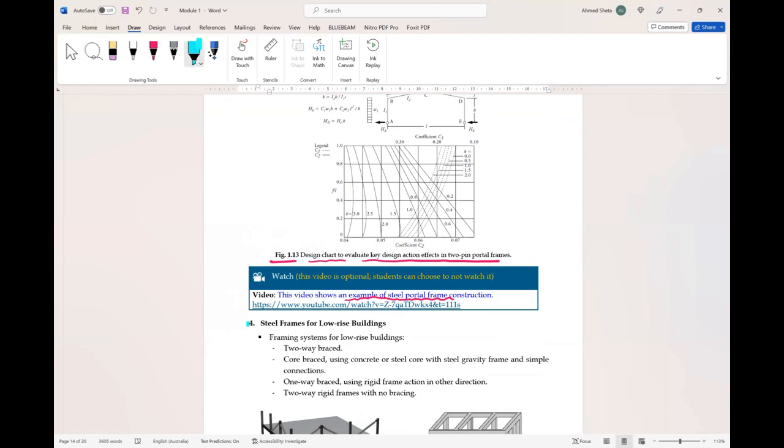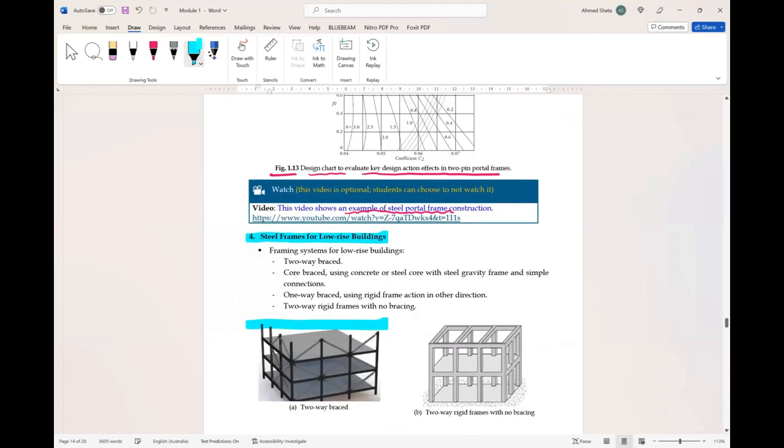The next point we have is steel frame for low-rise building. The framing systems for low-rise building are two-way braced or core braced using concrete or steel core with steel gravity frame and simple connection. Also, we have one-way braced using rigid frame action in the other direction, or two-way rigid frame with no bracing. So these are the steel frames for low-rise building, one story or more.